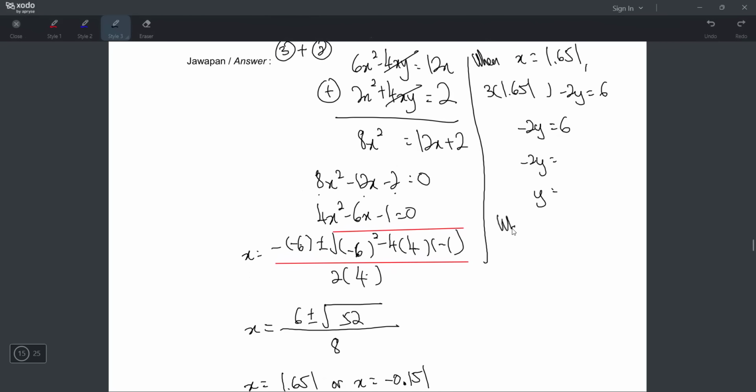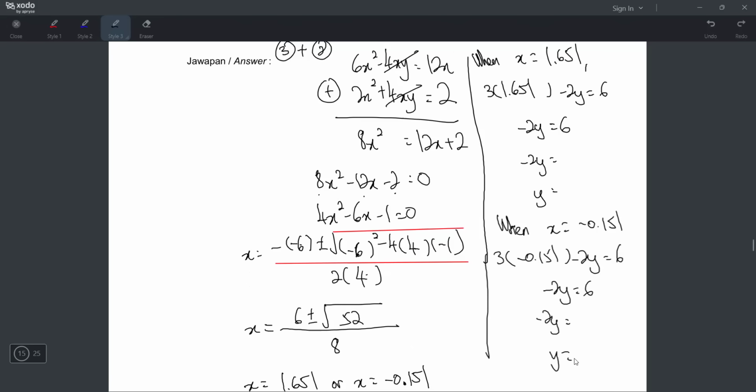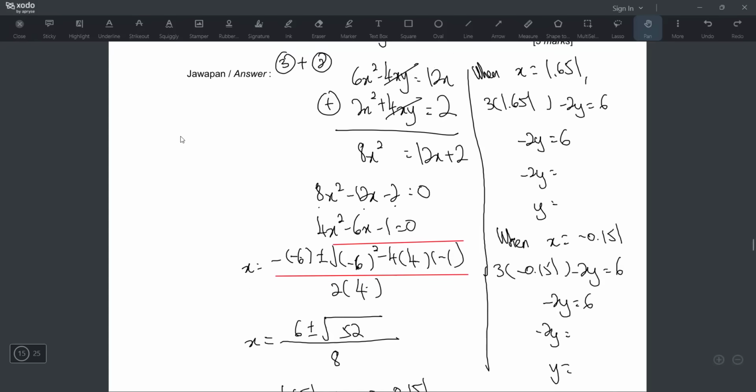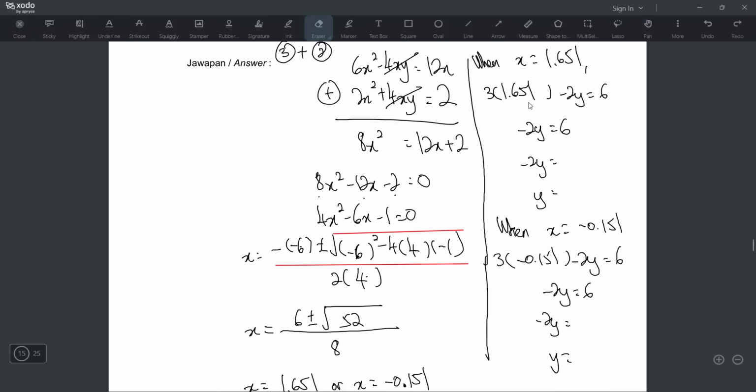So because x has two answers, the other answer is negative 0.151, and it's the same thing. 3x minus 2y equals 6, and x is 0.151, so substitute here: minus 2y equals 6. Then move it over, negative 2y equals like that, and then y equals. Now it's time to use the calculator to help me. Alright, 3 times 1.651 gives 4.953. But that's not the answer, obviously.